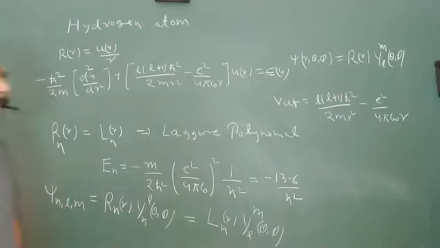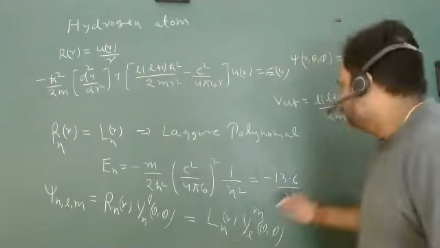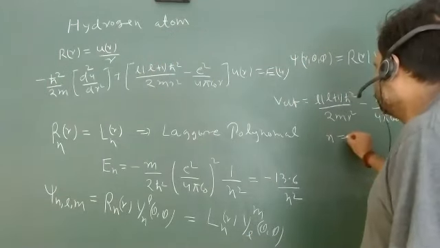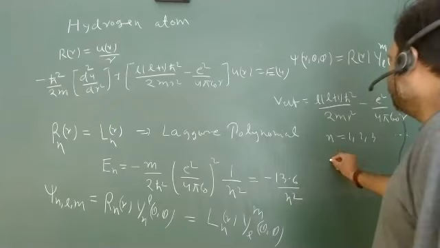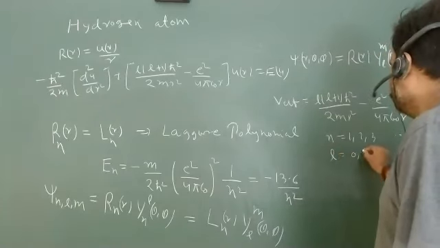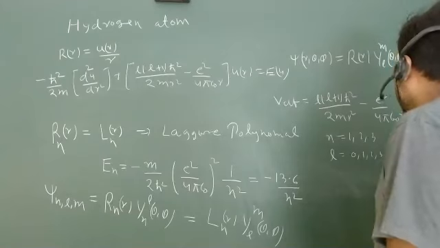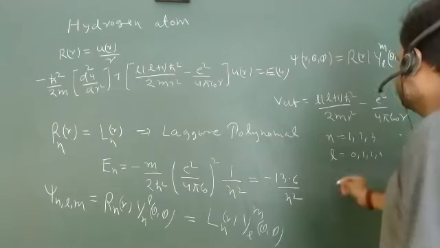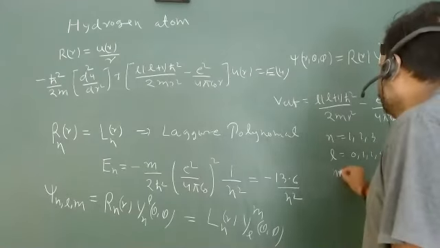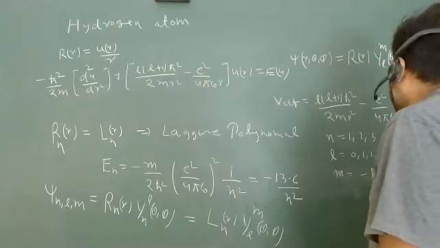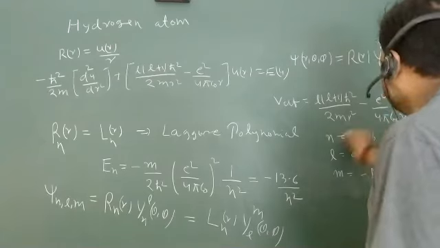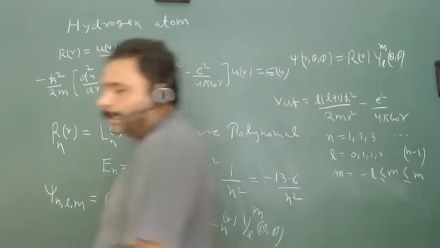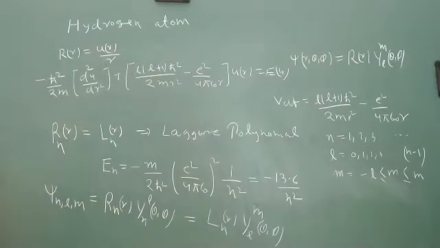And what is the value of n? The value of n starts from 1, 2, 3, and so on. L will go 0, 1, 2, 3, up to n minus 1. This is the selection rule. And m goes from minus L to plus L. So these are the values of the quantum numbers associated with the hydrogen atom.